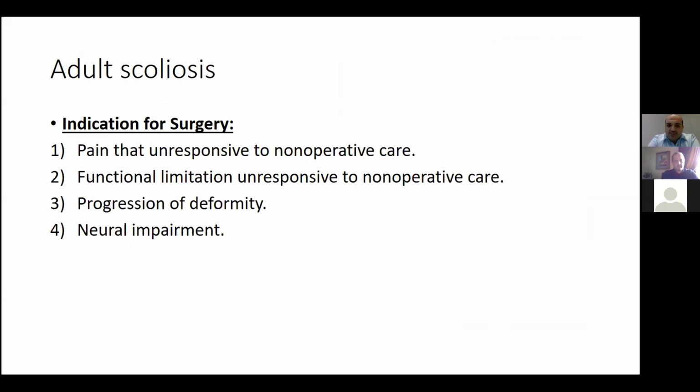What are the indications? As we said, we will have a complete talk about this type of scoliosis later on. As a general rule, the indication for surgery depends on pain that is unresponsive to non-operative care, functional limitation, progression of deformity, and neural impairment.